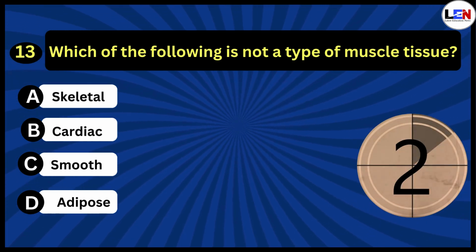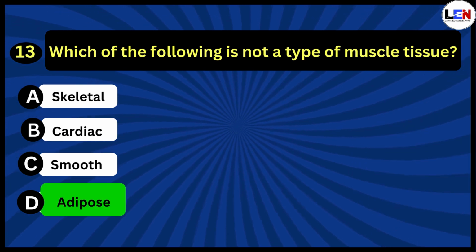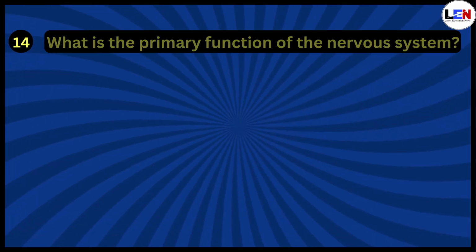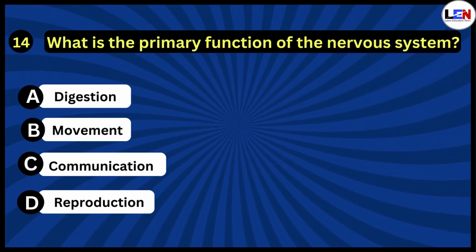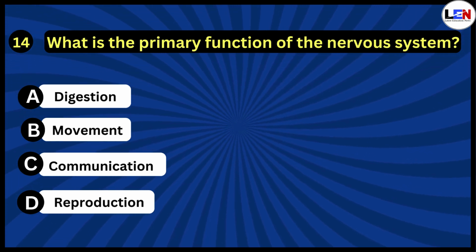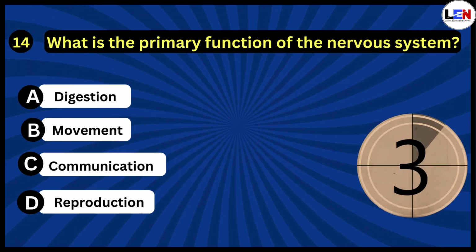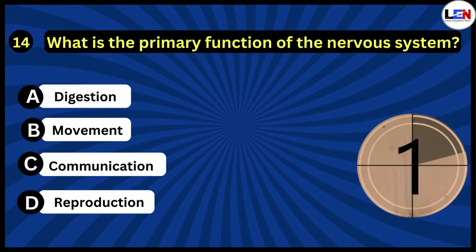Which of the following is not a type of muscle tissue? A. Skeletal. B. Cardiac. C. Smooth. D. Adipose. The correct answer is option D. Adipose.